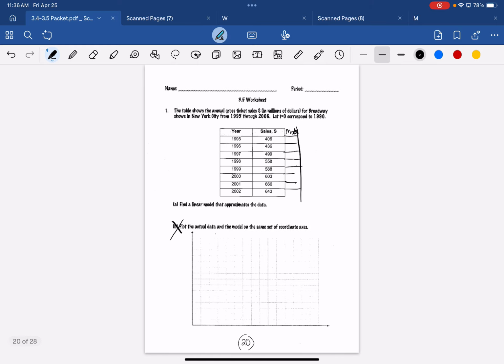Okay? You can show it to me at the end of class. If you don't show it to me at the end of class, then there is an upload option on Schoology. Okay? Yeah.